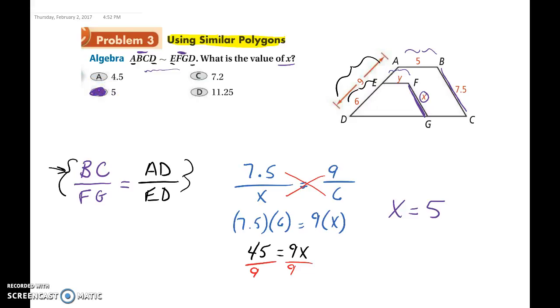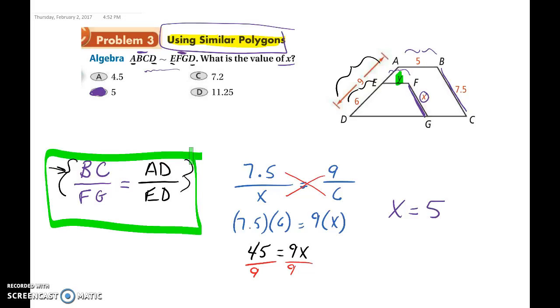So that was using a given similarity statement to solve for one of the missing sides. We could also, if we really wanted to, solve for y. I know it doesn't ask us to, but we could if we were asked to. Now the next couple problems that we're going to do, they're not similar polygons, but you'll see we set up proportions to solve.